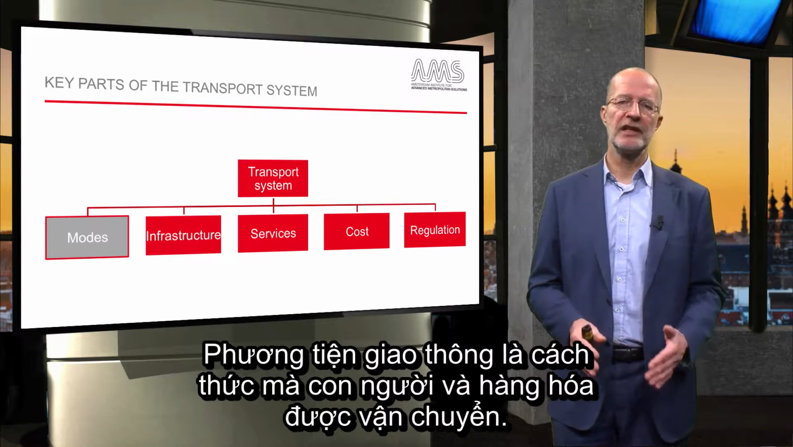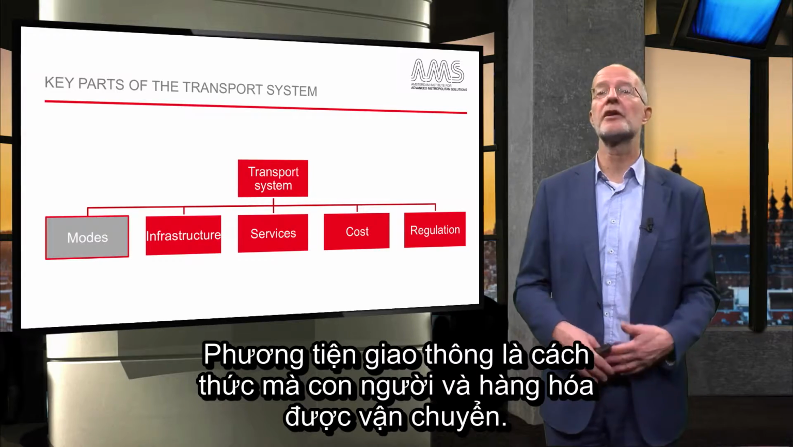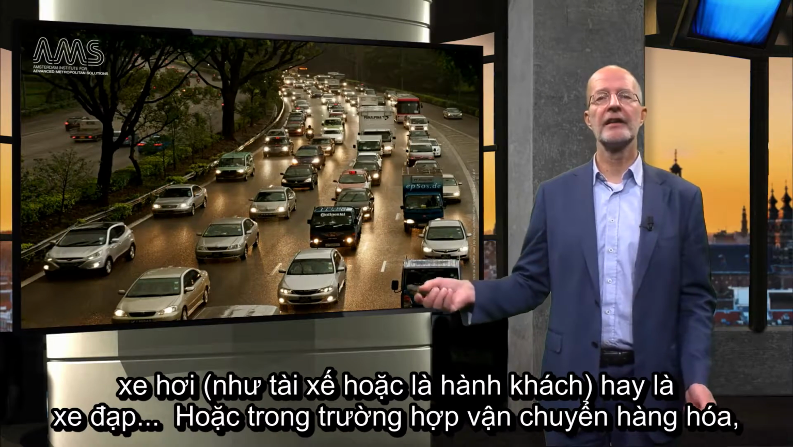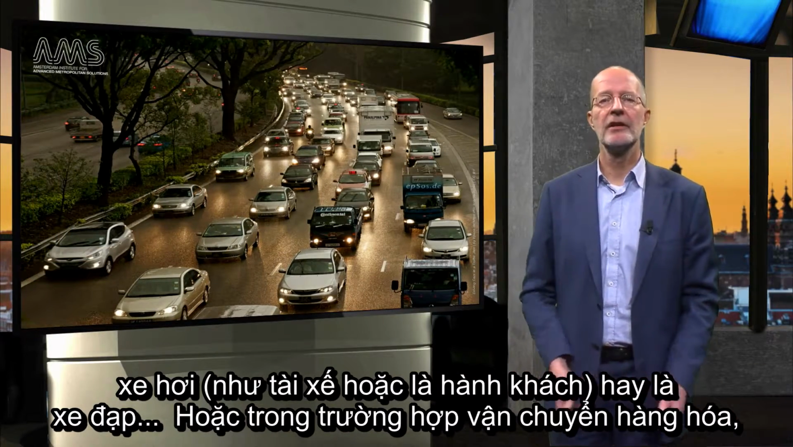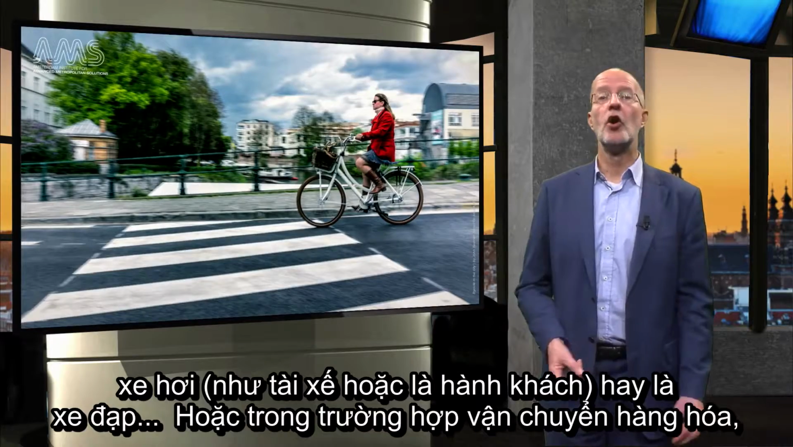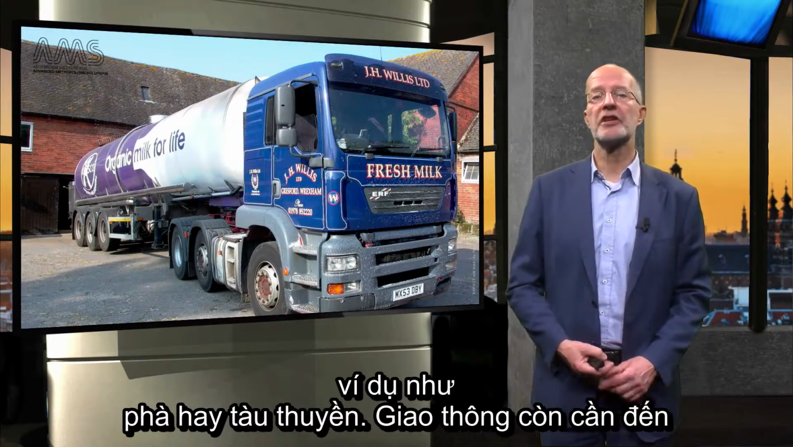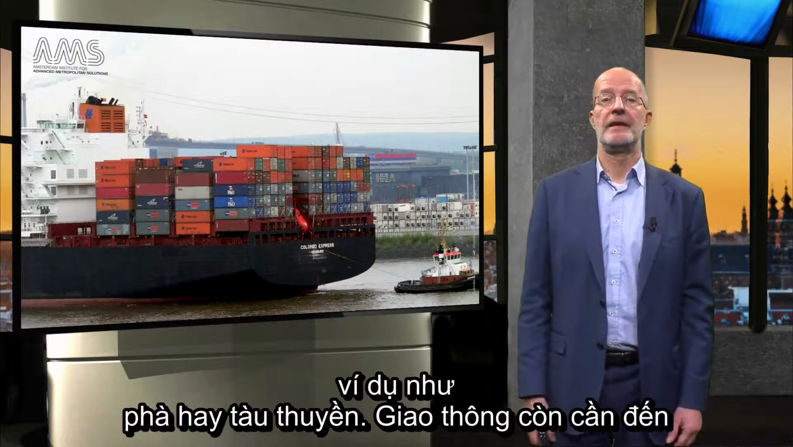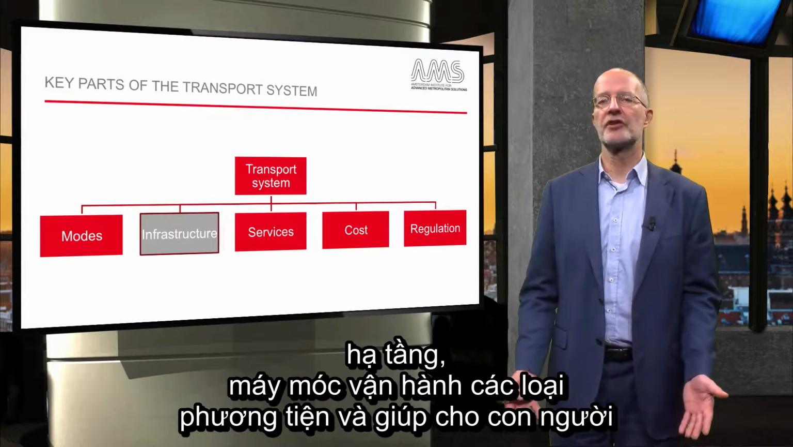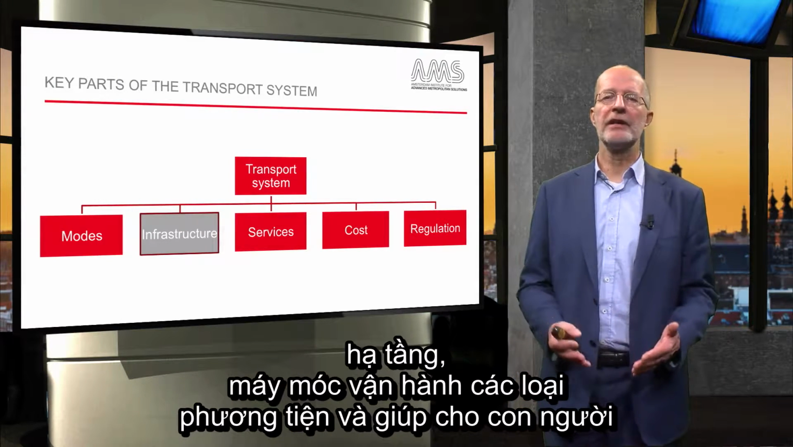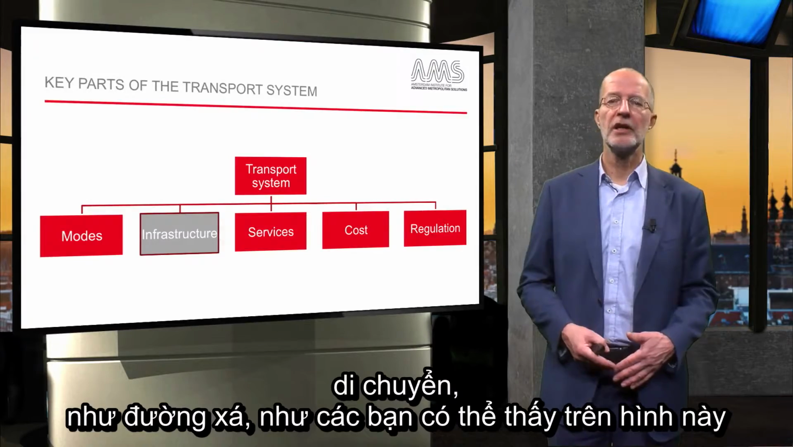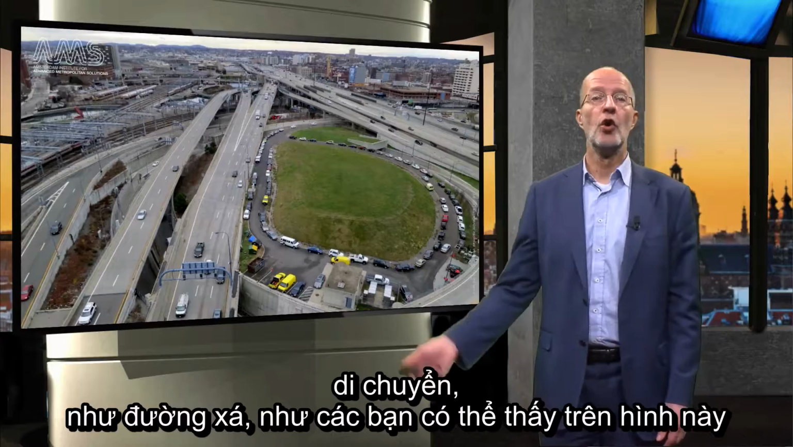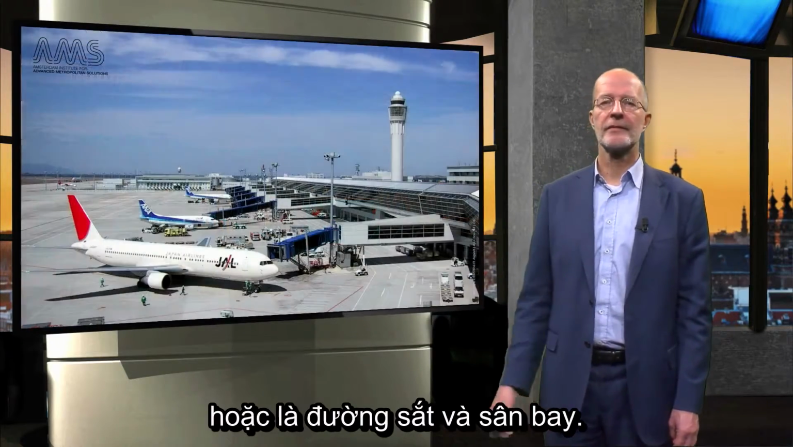A mode of transport is the way in which people and freight are transported, such as the train, the car as a passenger or driver, or the bike, or in case of goods transport, for example, the lorry or a ship. Transport also requires infrastructure, the hardware allowing vehicles and people to move, such as roads, as you can see on this picture, or rail, and airports.